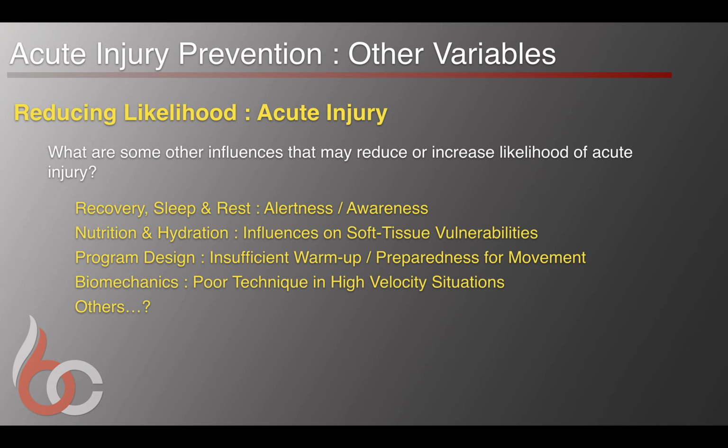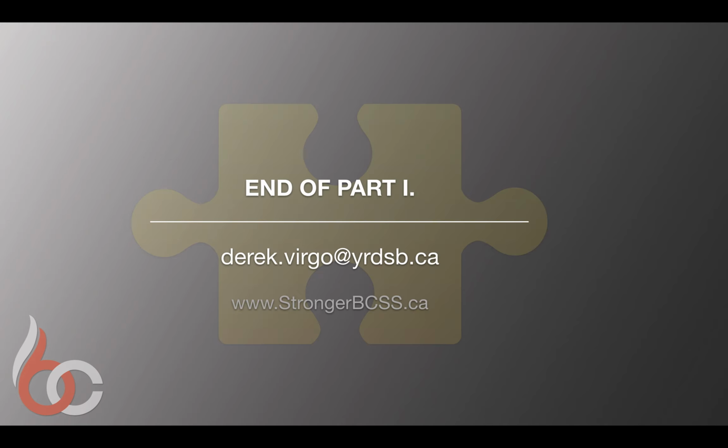So when we're talking about sport-specific movements that involve a ton of speed, any sort of flaw in movement or technique is a drastic increase in the amount of risk that you're carrying with you. So while the categories are the same, recovery, sleep and rest, nutrition, hydration, program design, biomechanics, the ways those categories are influential are slightly different, or at least there are some new things to consider there.